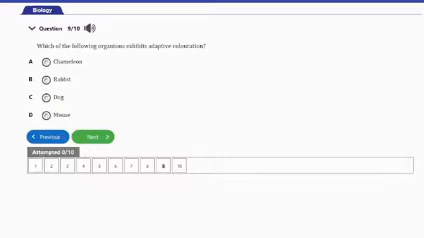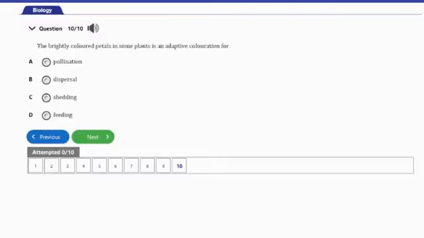That's question number 9 here. It says, which of the following organisms exhibits adaptive coloration? We have A, chameleon, B, rabbit, C, dog, D, mouse. So guys, the answer to this question is option A, obviously, and that's chameleon. So let's go ahead and consider the next question, guys.